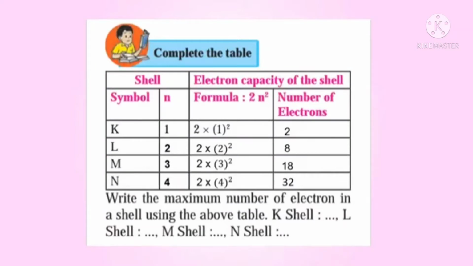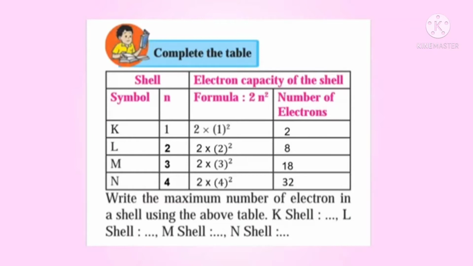This table is given in your textbook. There are 4 columns: shell and electron capacity of the shell. In shell there is symbol and the number of the shell is given. The electron capacity of the shell we will derive by the formula 2n square, and by using the formula we will calculate the number of electrons.